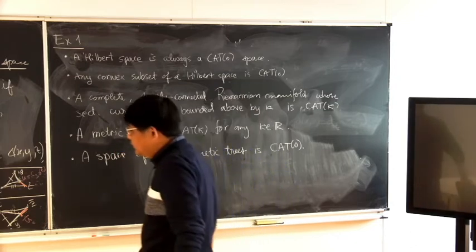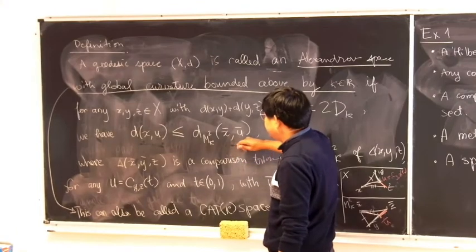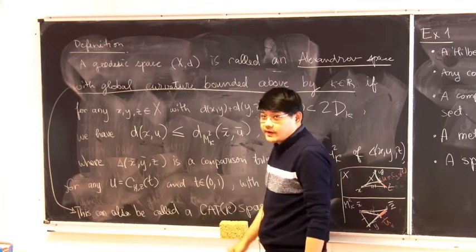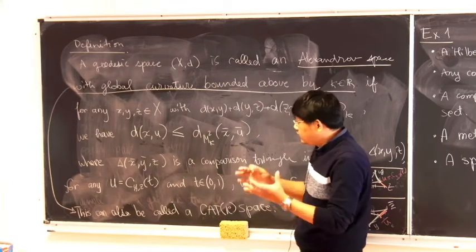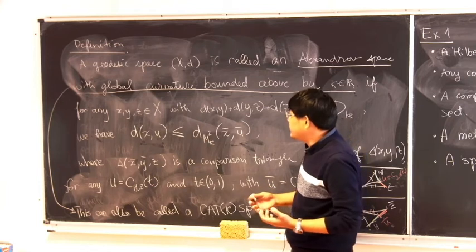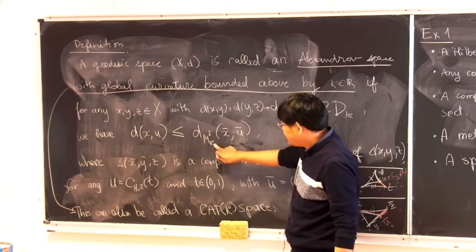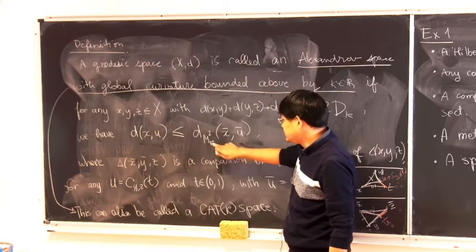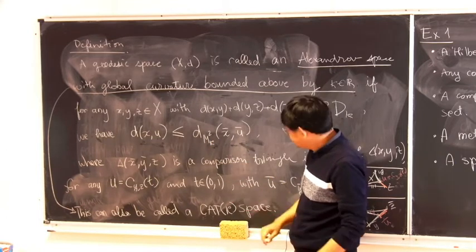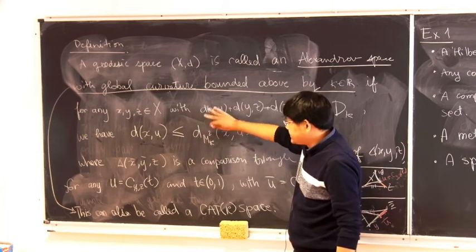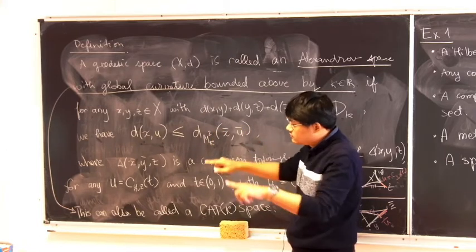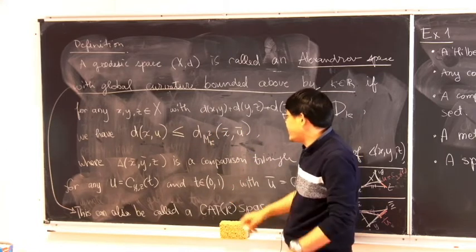Looking back again to the very definition of a CAT(kappa) space, let's say that now we are looking at a CAT(0) space. When we're talking about the CAT(0) space, that means this model space is the Euclidean plane, because M2 0 is just R2. So you are just constructing the comparison triangle on the Euclidean plane. So it's the usual ordinary triangle that we all know.